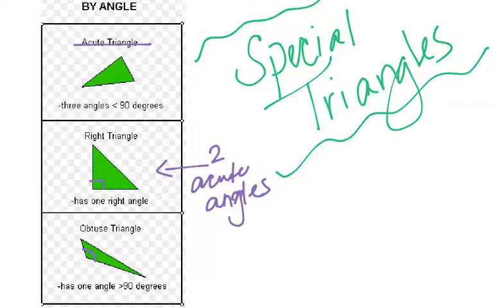Okay? So a triangle is going to have at least two acute angles. It might have three acute angles. In that case, it is an acute triangle. Or it might have one right angle. That would make it a right triangle. And it might have one obtuse angle, which would make it an obtuse triangle.